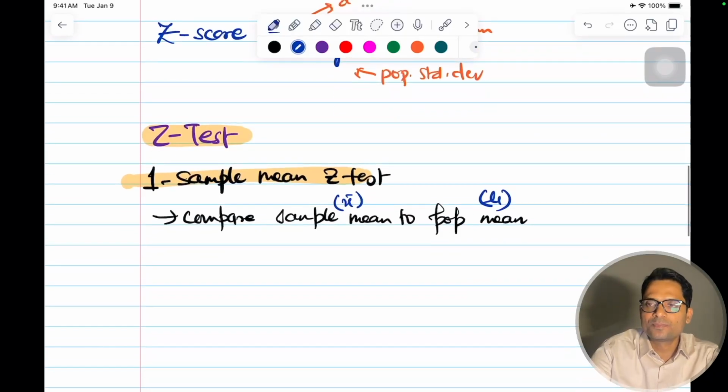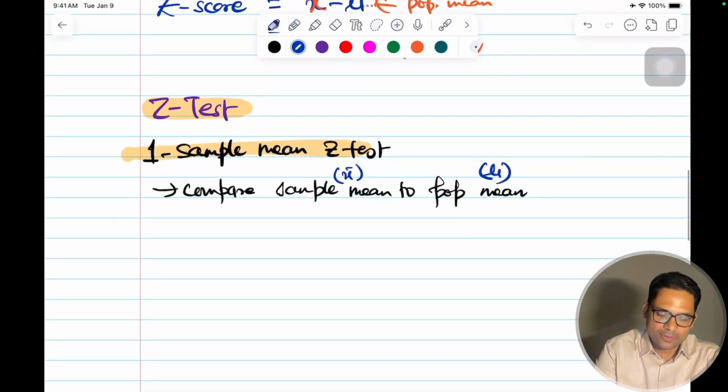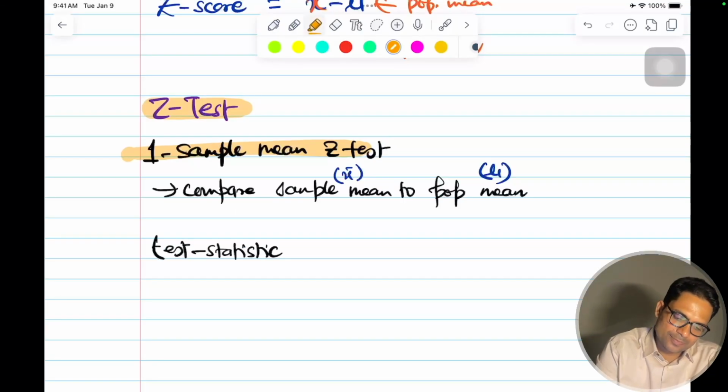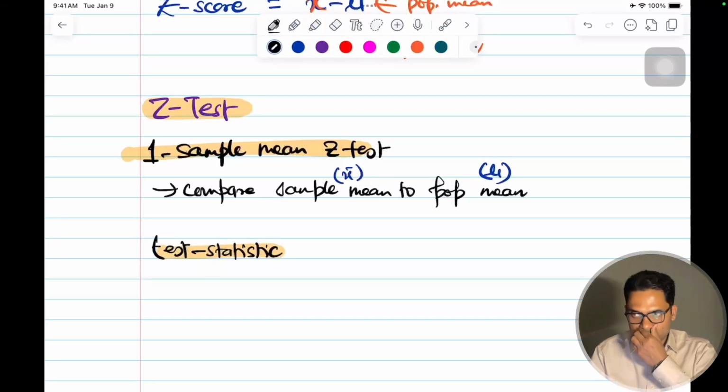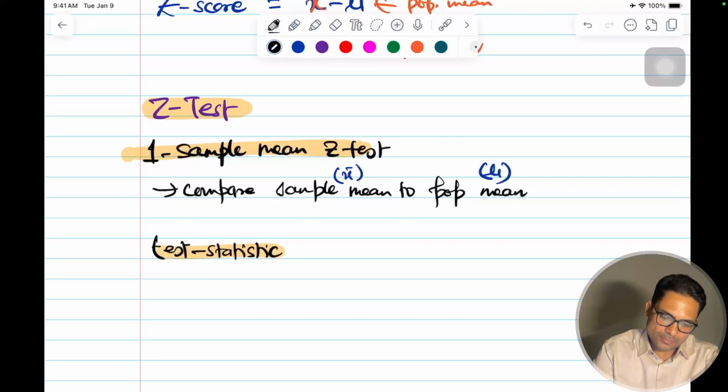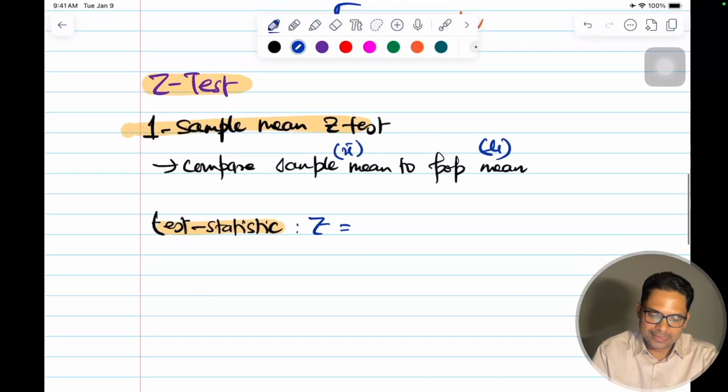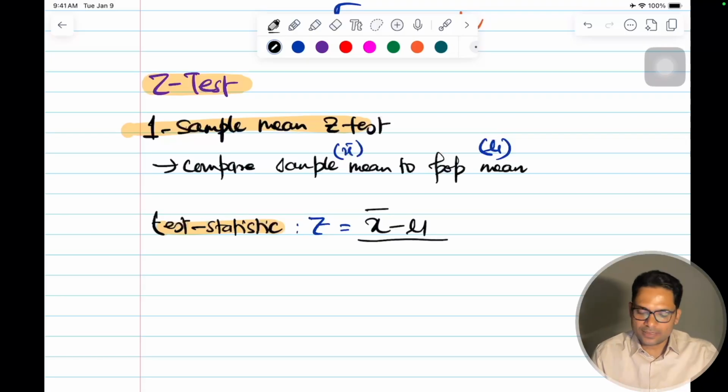That's what it compares. And for all the tests, there will be a test statistic. So what is the test statistic for this? This is called Z, like for the T distribution, it was T, right? So this is called Z, and this is equal to. As I told earlier, the numerator will always be a difference of the means when it is a mean test, and the denominator will be some form of standard deviation. Here it is sigma by root n.